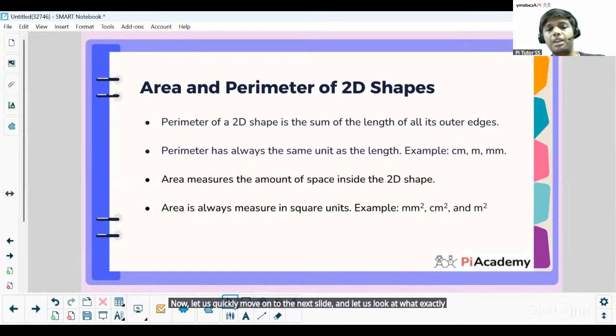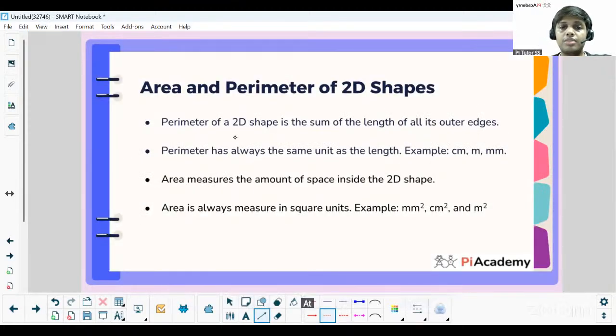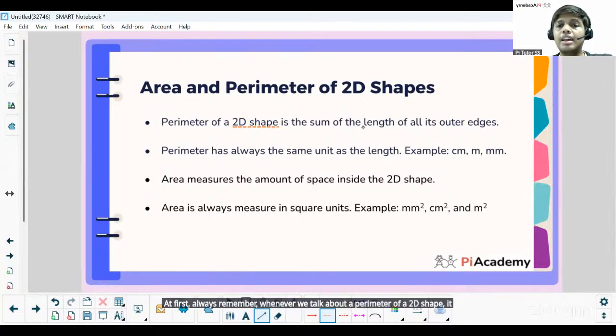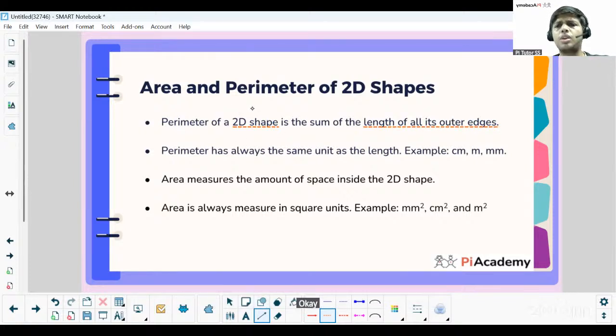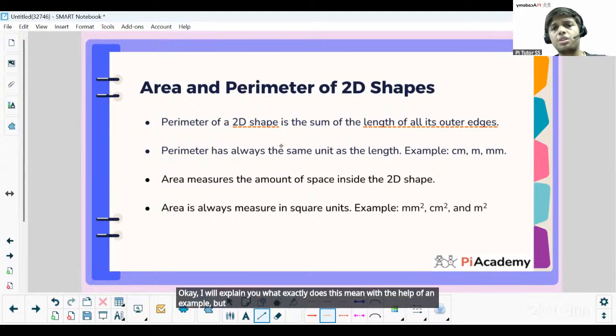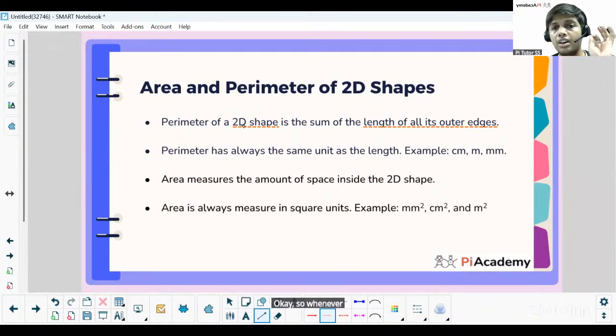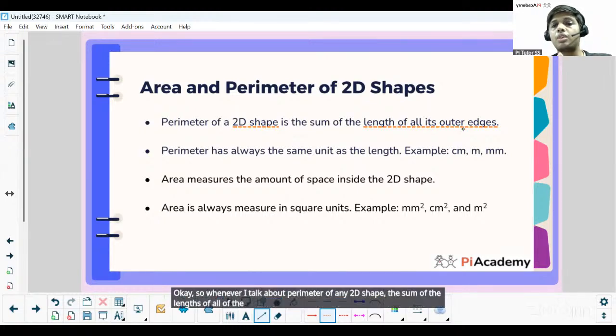Now let us quickly move on to the next slide and let us look at what exactly are the area and perimeters for us. At first, always remember whenever we talk about a perimeter of a 2D shape, it is the sum of the length of all of its outer edges. Okay, I will explain you what exactly this means with the help of an example. But for now, just make sure you are noting down the key important points which I am underlining as well. So whenever I talk about perimeter of any 2D shape, the sum of the lengths of all of the outer edges are going to form your entire perimeter.